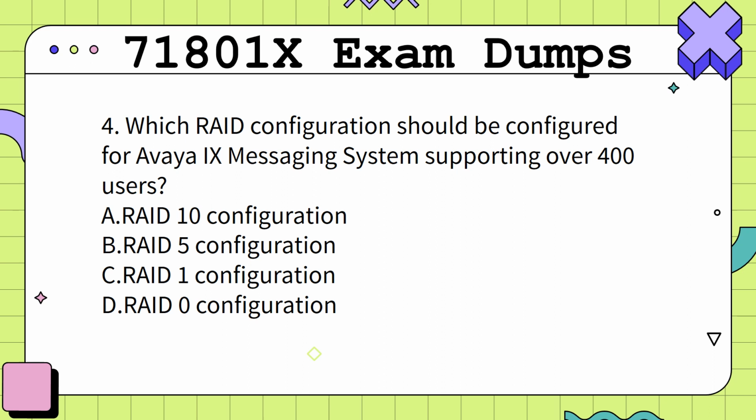4. Which RAID configuration should be configured for an Avaya IX Messaging System supporting over 400 users? A. RAID 10 configuration. B. RAID 5 configuration. C. RAID 1 configuration. D. RAID 0 configuration.